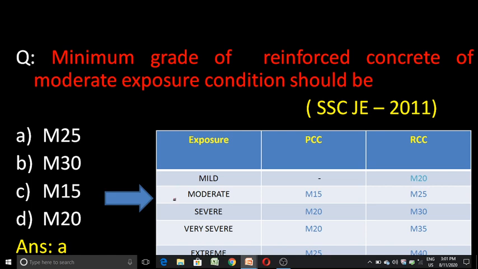So for moderate exposure condition, the PCC is M15 and RCC is M25. What type of concrete is asked? Reinforced concrete. So for reinforced concrete in moderate exposure condition, the minimum grade used is M25. So what are the options given? M25, M30, M15 and M20. So finally M25 is correct. So option A is correct for this question.